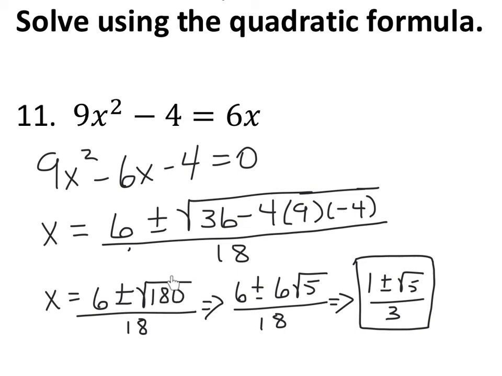And now I need to simplify this radical. I find out what perfect square in here I can take the square root of. Well, I found that 36 times 5 gives me 180. So I take the square root of 36, that gives me 6. So that's how I got 6 root 5. So the square root of 180 is 6 root 5. Now I simplify what I have left. Since all of these numbers are divisible by 6, I can reduce this. So I reduce all of these to 1s, I reduce that to a 3, and I get 1 plus or minus root 5 over 3 is my final answer.